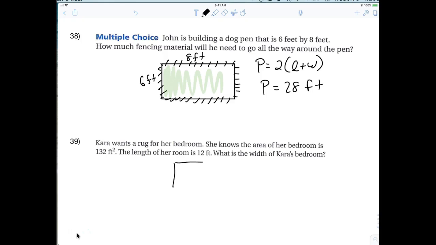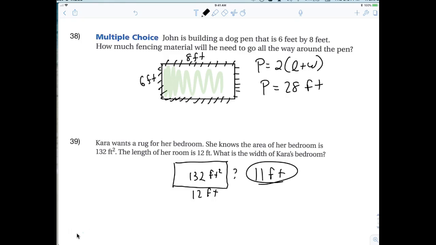Square feet, right? So if we draw your bedroom, this is 132 square feet, and this length down here is 12 feet. I'm missing this side. Would you do 132 divided by 12? Good job. Very good. What is that? So it'll be 11 feet, not square feet, right? Because it's a length. Carly, did you understand that?